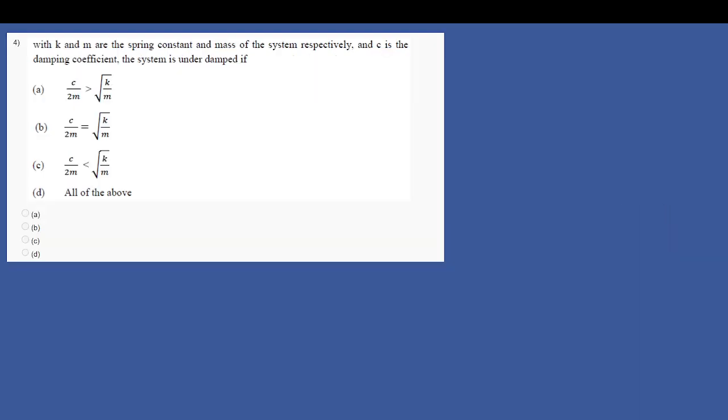question number 4. Now we have come to the soil dynamics part. With K and M as the spring constant and mass of the system respectively, and C as the damping coefficient, under which condition is the system underdamped? Among all these three conditions, in which case will you consider the system underdamped?